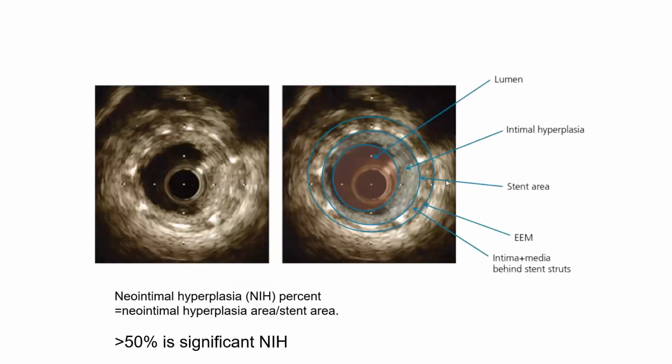This is by IVUS. This is the stent here. You see the stent struts. And you see inside it that echogenic white tissue growth. This is neointimal hyperplasia, and this is the lumen, the dark one. So this is the neointimal hyperplasia, and this is the stent here. Behind the stent, you can see the old intima and external elastic membrane.